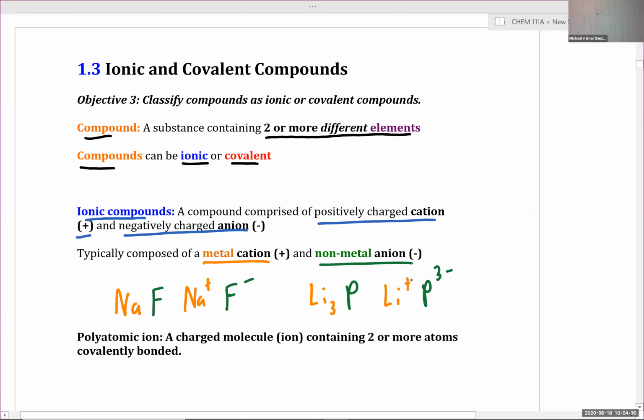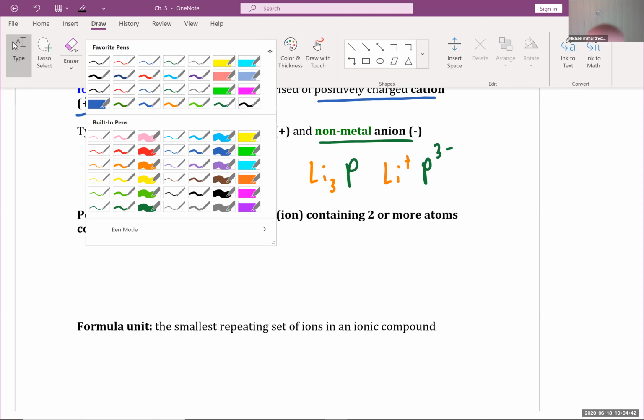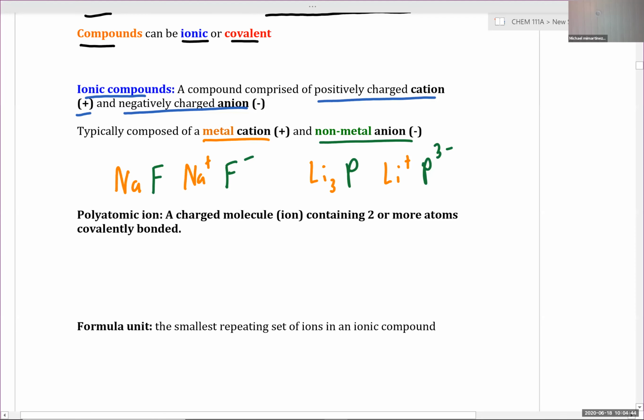Okay. Now, there's another subclass of ion that we need to talk about, and that is the polyatomic ion. A polyatomic ion is a charged molecule containing two or more atoms covalently bonded. There are many examples of polyatomic ions. They can be both collections of atoms of the same element or different elements.